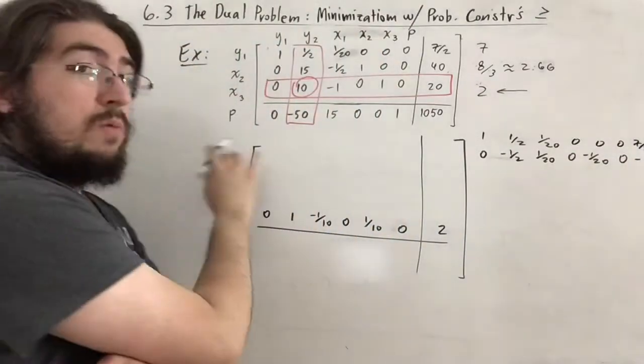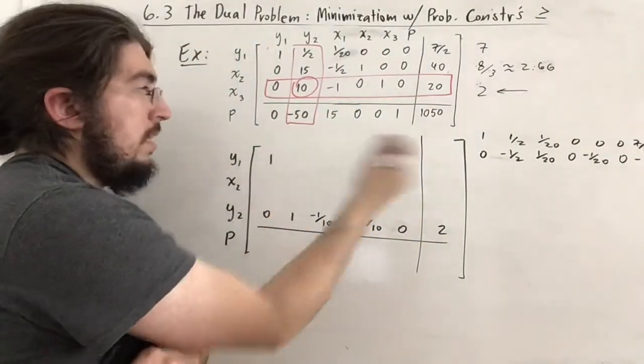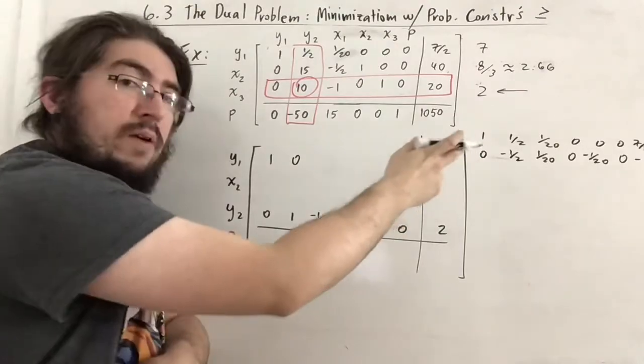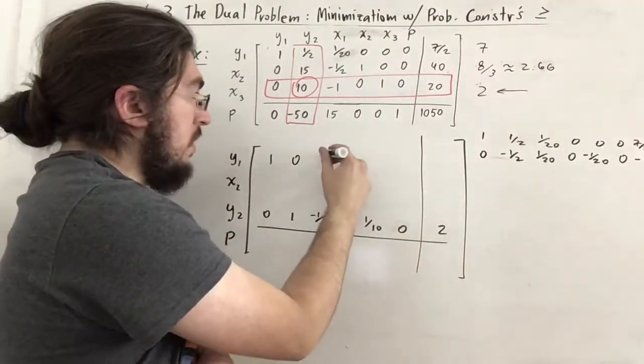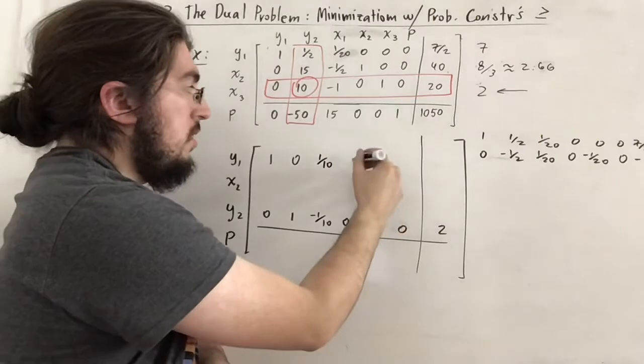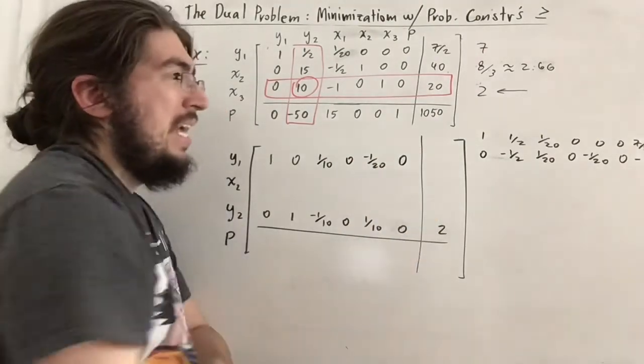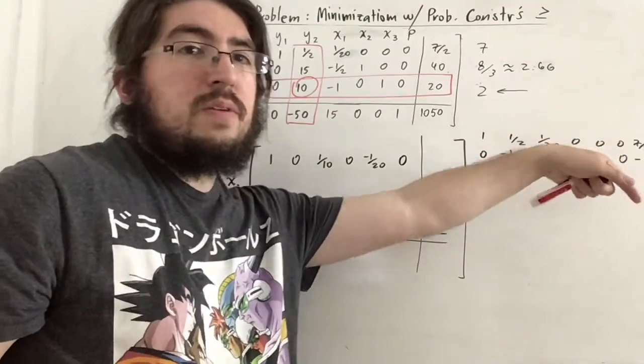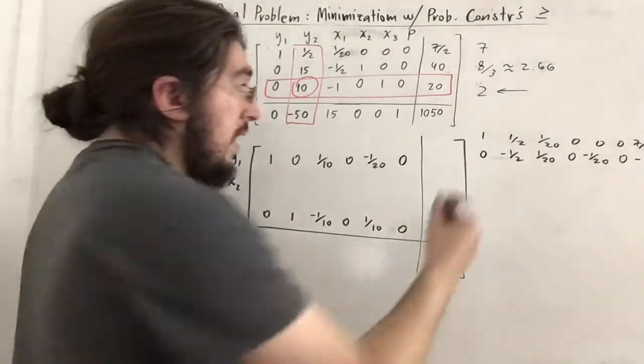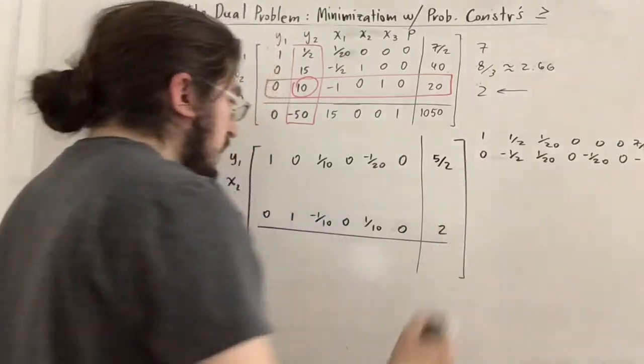Adding these will leave us with our first row being 1, 0, 1 over 20 plus 1 over 20, which is 2 over 20, which is 1 over 10, 0, negative 1 over 20, 0, and let's see, remember this is 7 over 2, which is 3.5, minus 1 is 2.5, which as a fraction is 5 over 2.